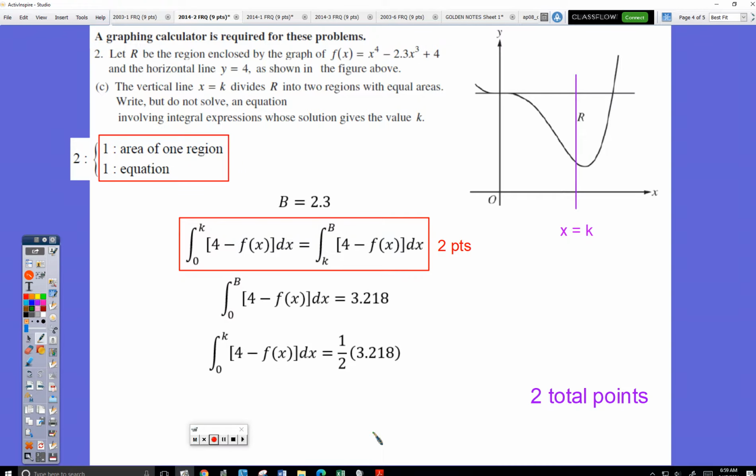Okay, 2C says the vertical line x equal k. Vertical line. So we drew a vertical line that divides R into two regions with equal areas. I kind of did my best to try and make sure that this area appears to be the same as this area here.